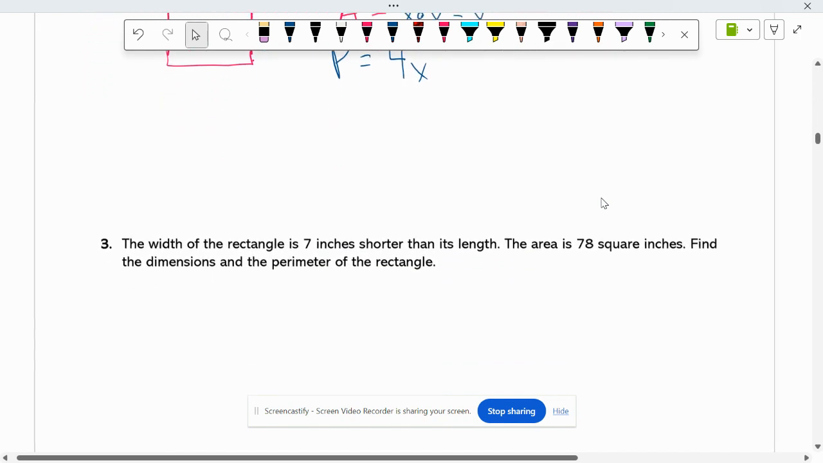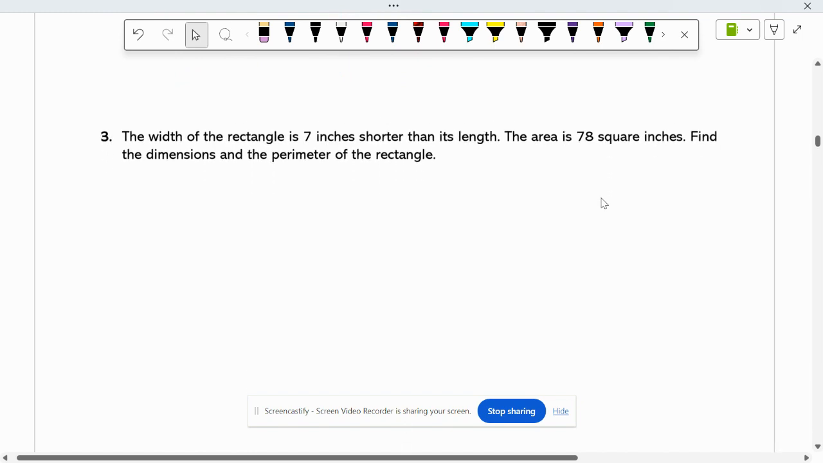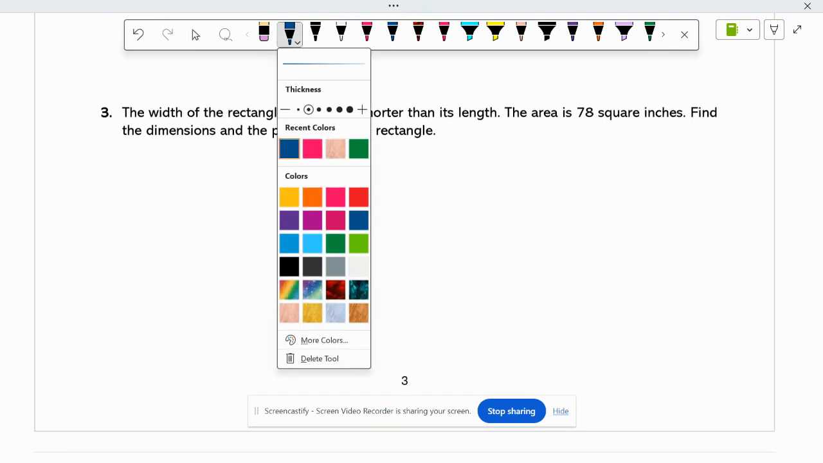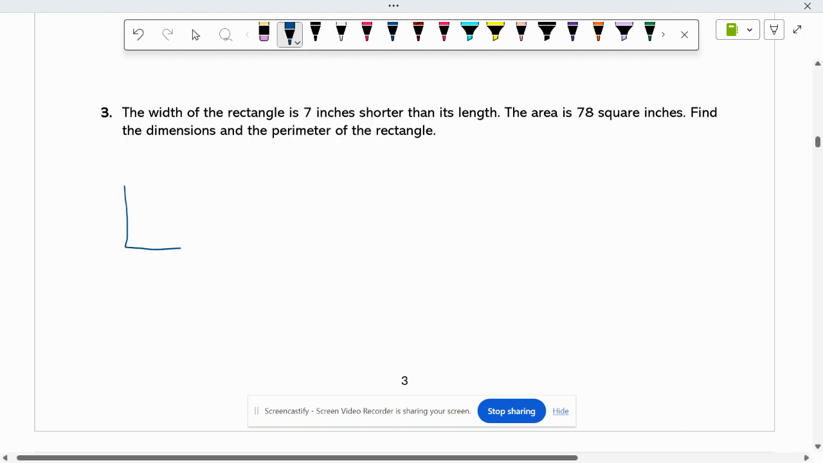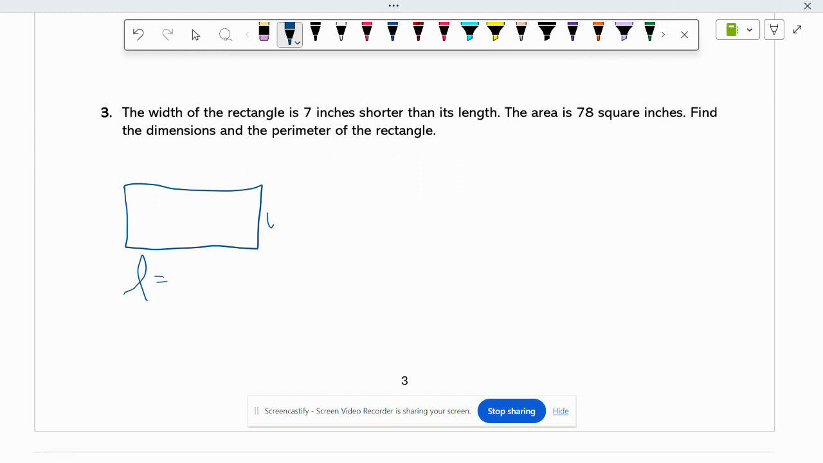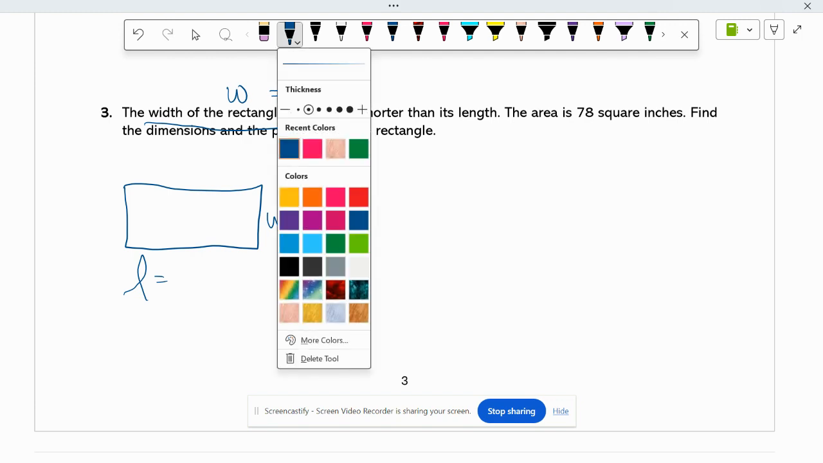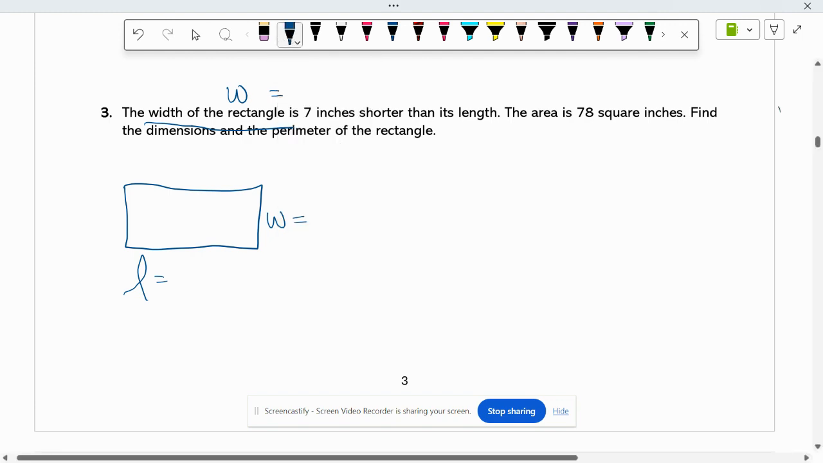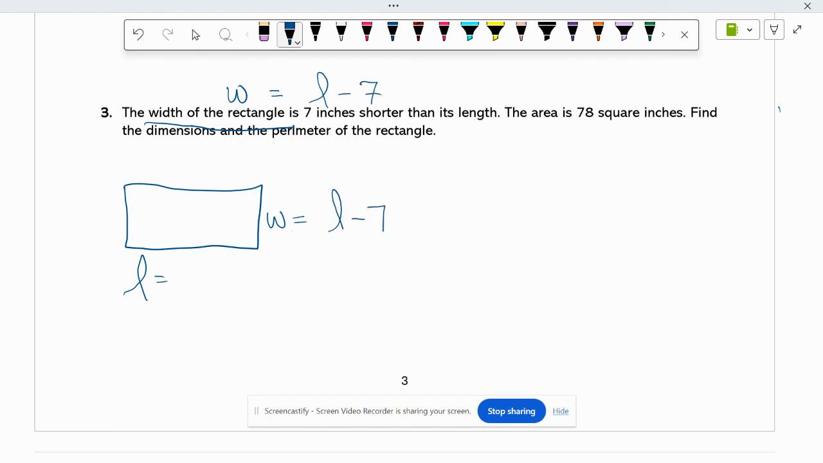Number 3 is about a rectangle. What should we do first? Yeah, draw a rectangle. One of your sides is L for your length. One of your sides is W for your width. So it says the width of the rectangle is, what does that mean? W equals 7 inches shorter than the length. How do I show 7 inches shorter than the length? L minus 7, sorry, yeah. So W is L minus 7.